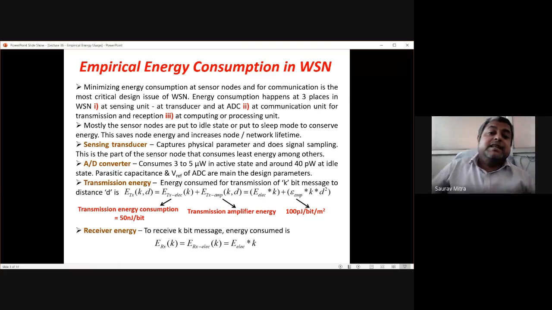In that case, the sensing unit will be utilizing a lot more power. Or if it is a sensor node with only a single sensor, that is a temperature sensor, in that case sensing power will be less. So with multi-sensor data sensing, power usage at the sensing unit will be more.